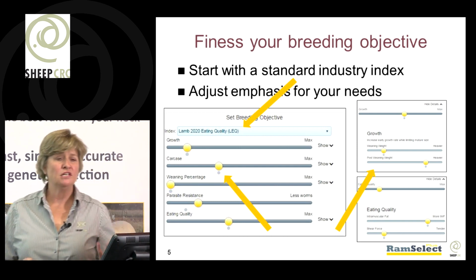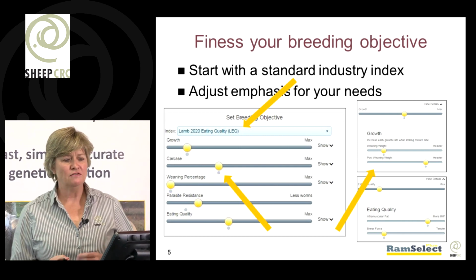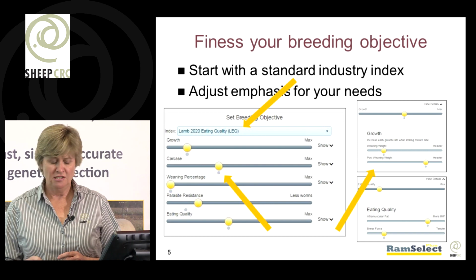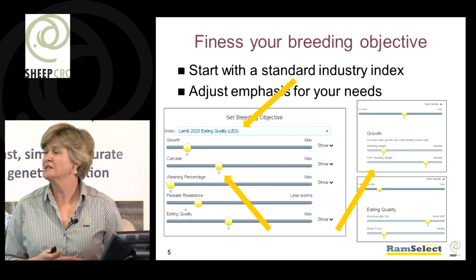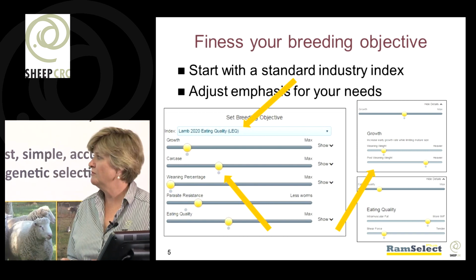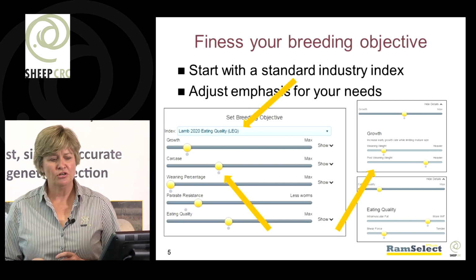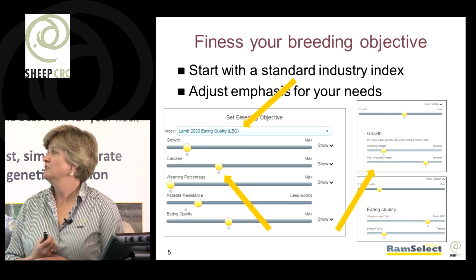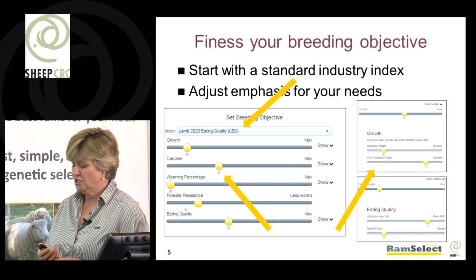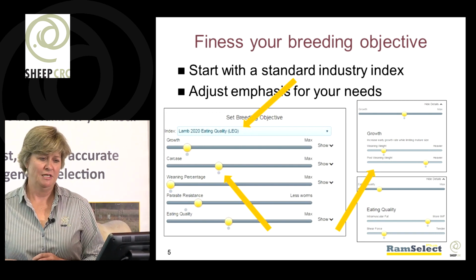So that's the first thing you do in terms of setting a breeding objective. As I said, start with the standard industry index, use the primary slider bars that describe the major profit drivers to adjust the emphasis. And if you want to go to more detail, open up the secondary slider bars to do that and adjust on individual ASBVs.